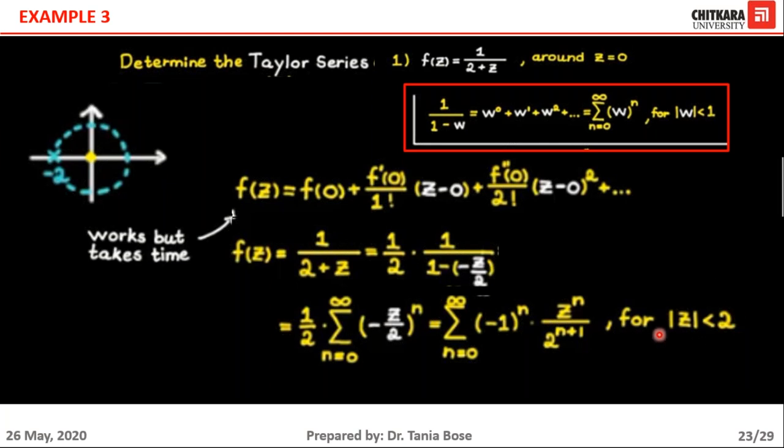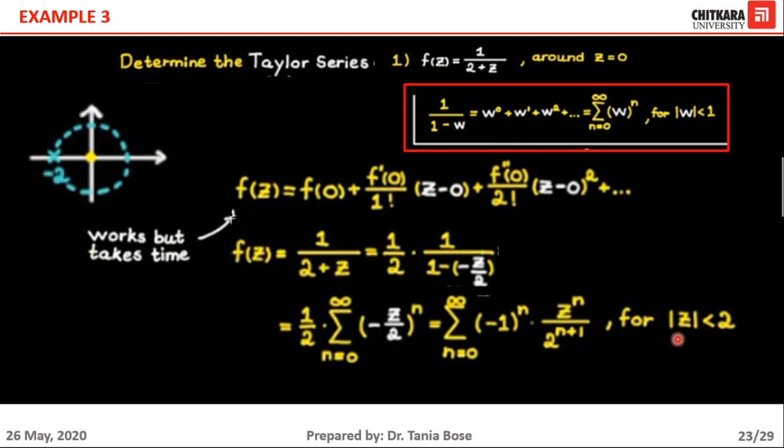Now from where will I get this condition? I told you in the beginning that whenever we are going to apply binomial, the condition is that mod of w should be less than 1. Now, according to the question, what is w? W is minus z by 2. So, mod of w will become mod of minus z by 2. And modulus of a negative term is always positive. So, we will get modulus of z by 2 is less than 1. And when I cross multiply, what will I get? I will get mod z is less than 2.